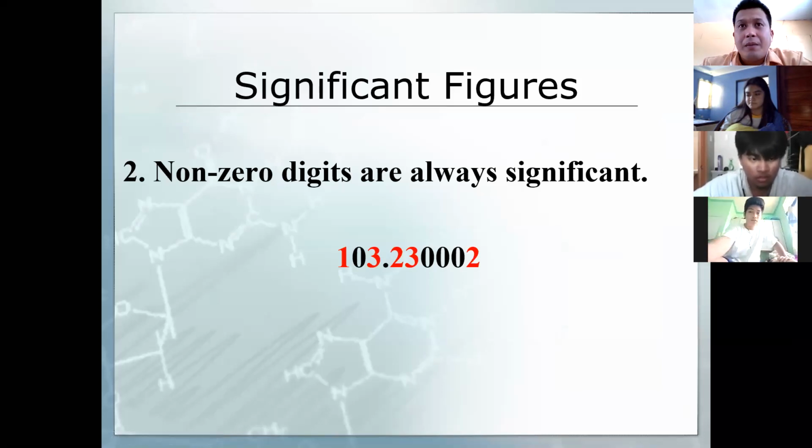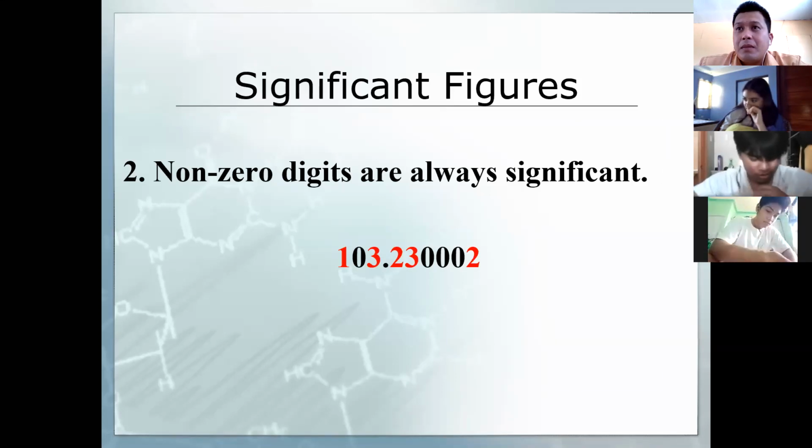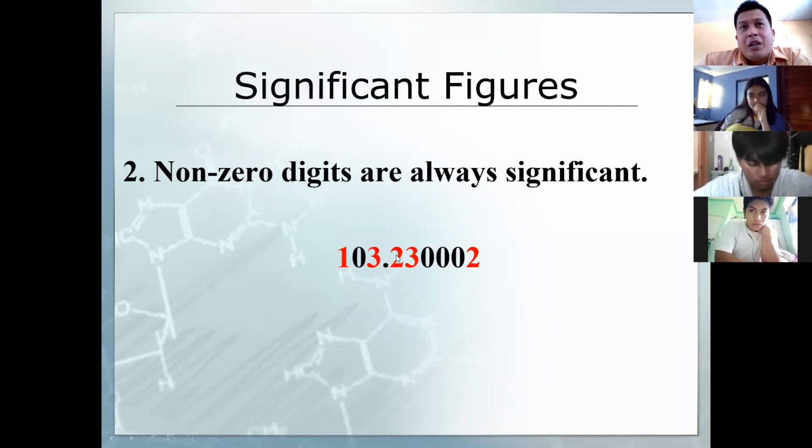Alan, what's rule number 2 there? Zeros between two other significant digits are significant. Okay, so thank you. So if you look at the illustration here, class, we have zeros in between the significant figures. As mentioned by rule number 1, all non-zero digits are significant. How about number 2? Zeros in between significant digits are significant. Therefore, the zeros here are significant digits, just since they are in between significant figures.